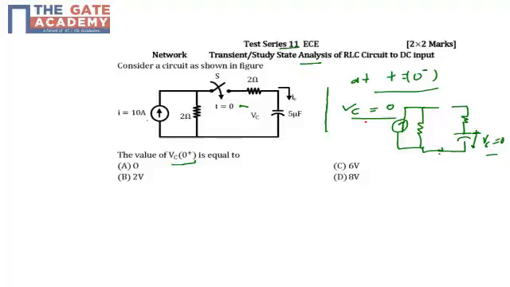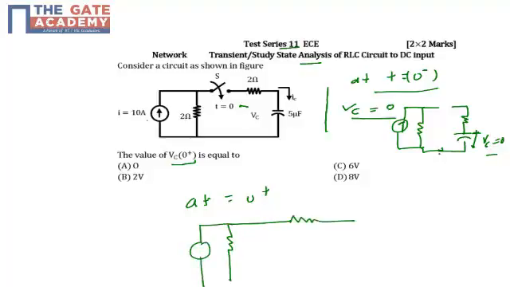a capacitor does not allow a sudden change of voltage, or I can say that a capacitor opposes the sudden change of voltage. If the capacitor opposes the sudden change of voltage, then at t = 0+ you are going to close the switch, or I can say you are going to make the connection between the 2 ohm and the supply.